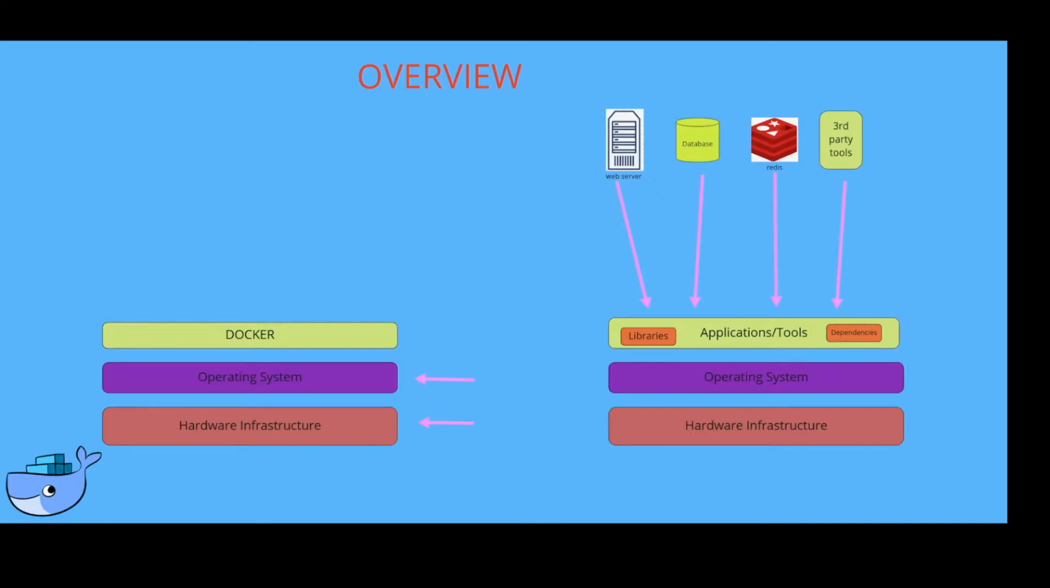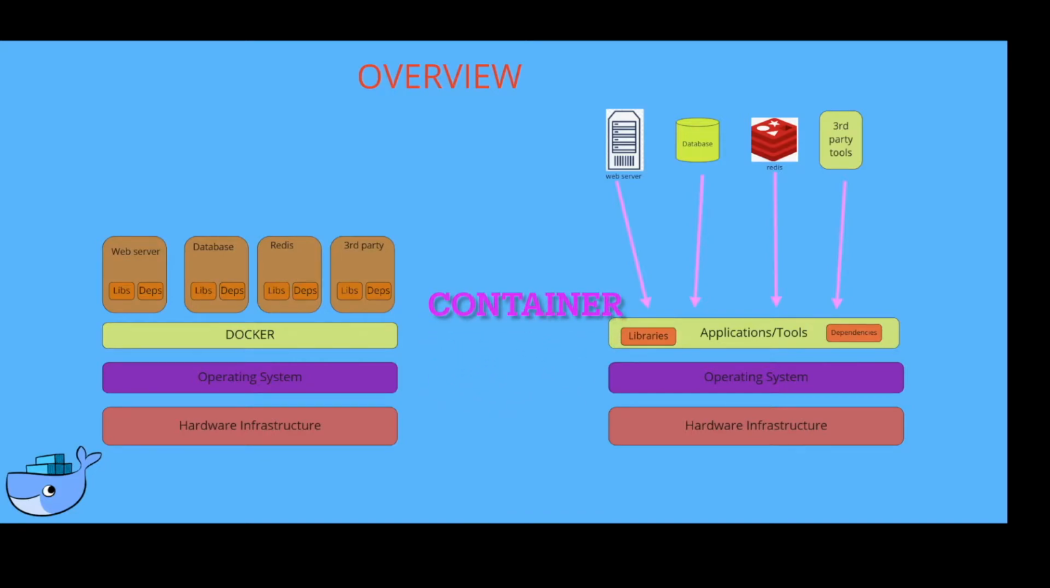So you will have your same hardware infrastructure, you will have an operating system on top of it, but you will have a Docker installed on your operating system. And with this, you could package each of these components in your application stack in their own isolated environment called containers. Each container will have their own libraries and their dependencies, and all of them can run on the same host with the same operating system.